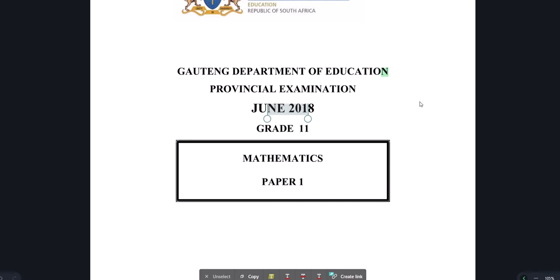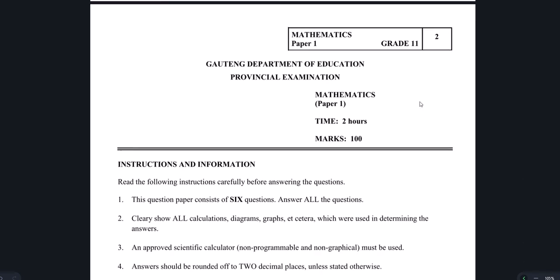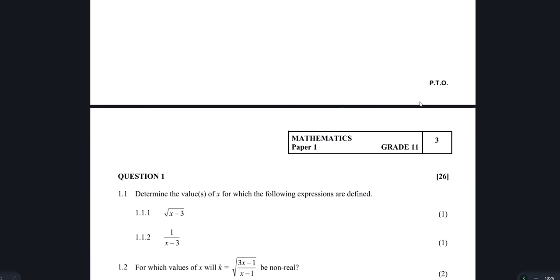So let's go through the paper before we actually start. Excuse me for a minute, just adjusting this. Okay, so let us go through the paper. It's 2 hours, as you can see. You can read through the instructions.